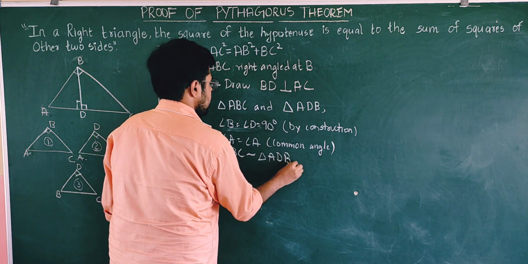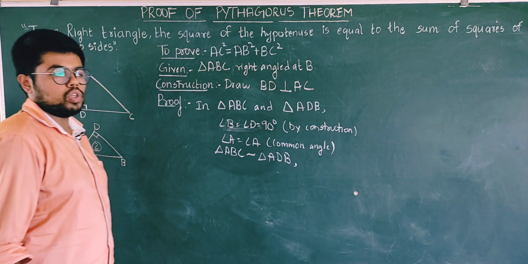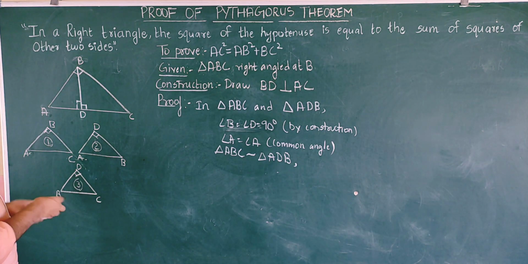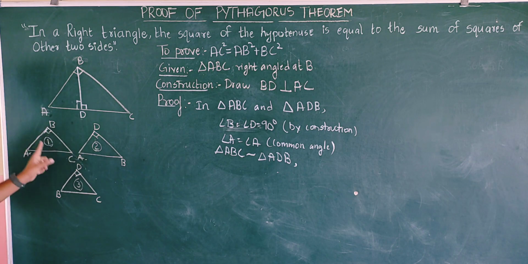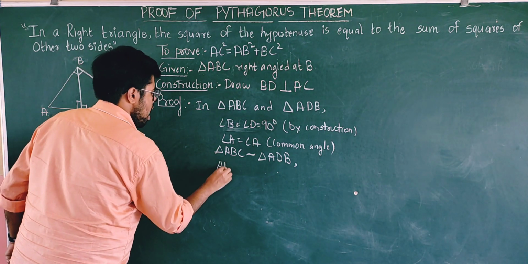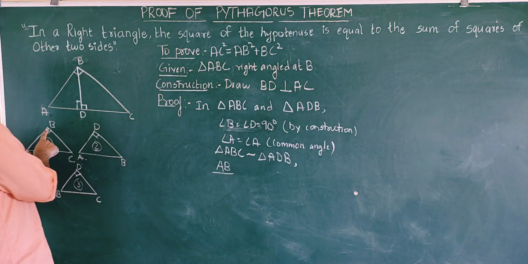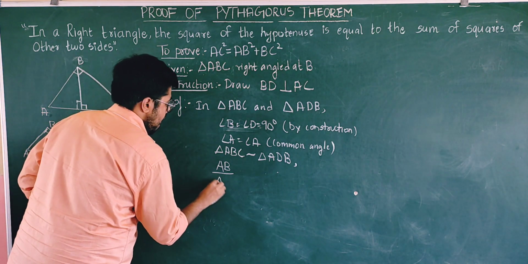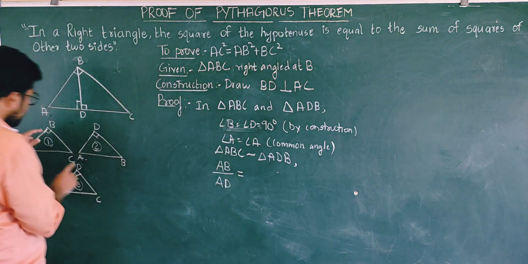If these both are similar, can I not compare the ratios? You would have learned that we can compare this. How to compare the ratio? See this diagram. AB by, what is the corresponding side of AB? AD is the corresponding side, is equal to the next side, BC.